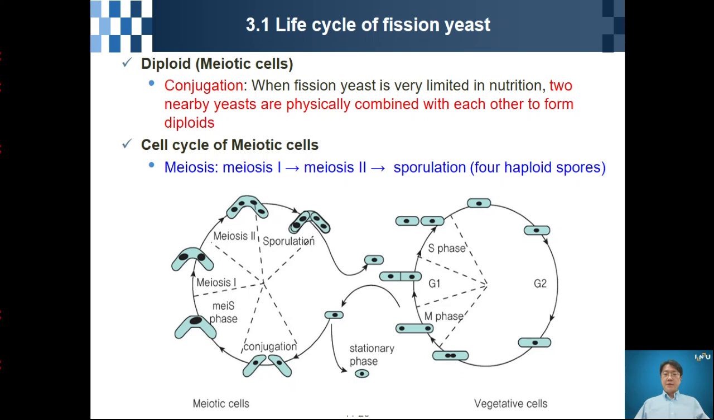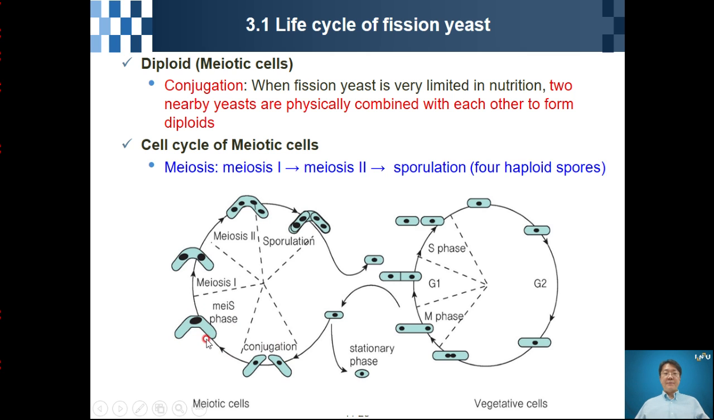In this slide, I will explain the diploid status. Diploid means meiotic cells. A meiotic cell is initiated by conjugation. Conjugation means that when fission yeast is very limited in nutrition, two nearby fission yeast physically combine with each other, and after that they form the diploid status.